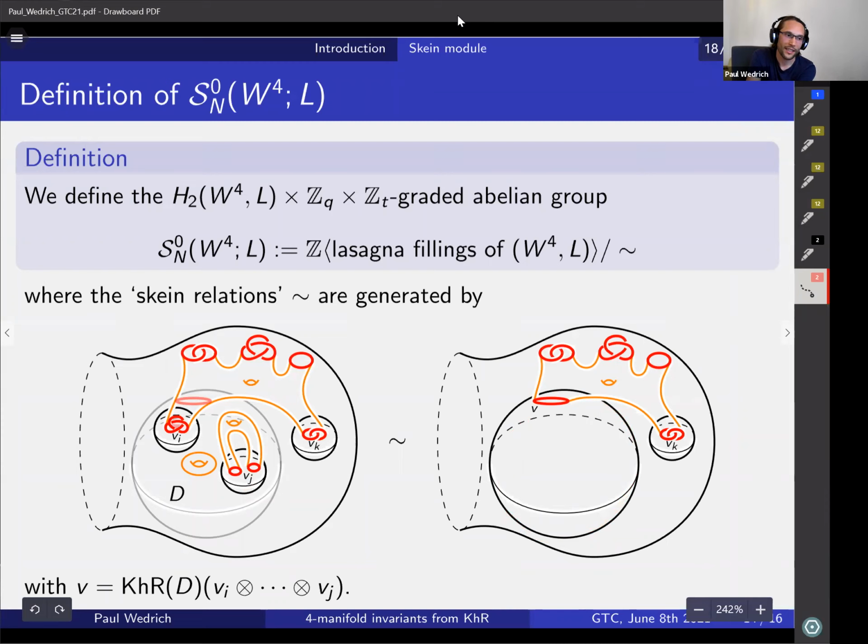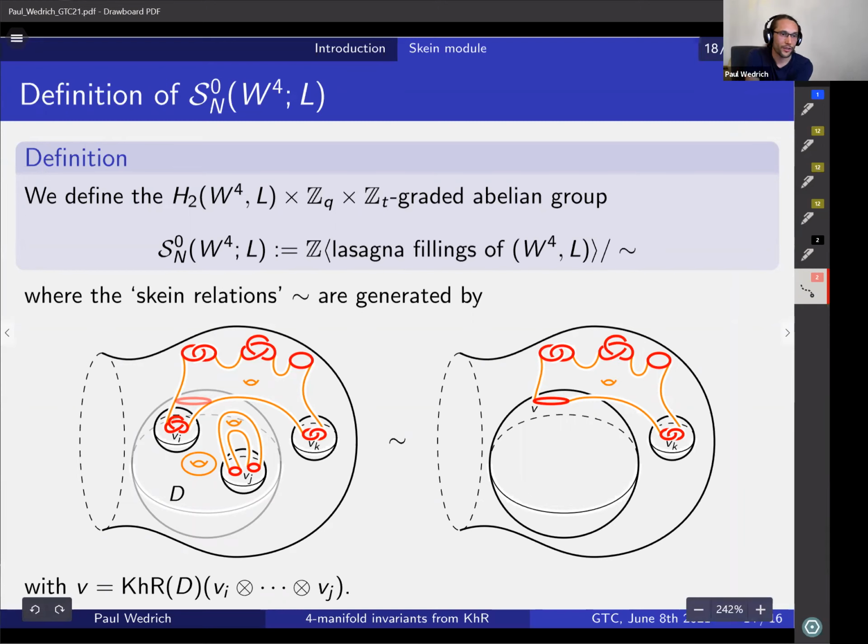And now I take these vectors vi and feed them into the Khovanov-Rozansky map that I associate to this lasagna diagram inside the four-ball. That gives me a vector v. And now this is the vector that I have to plug in here so that these things become equivalent. Okay, so that's the way that we model the notion of being in the kernel of the Khovanov-Rozansky functor. That's somehow what makes this rigorous.